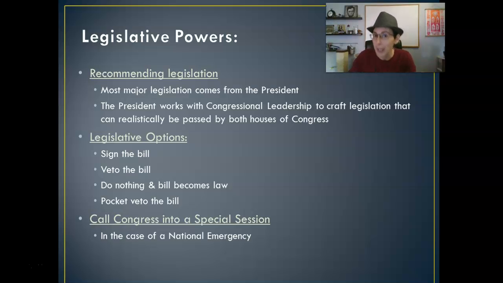This is worth noting when people are running for president of the United States and they're promising all these things that they're going to do.